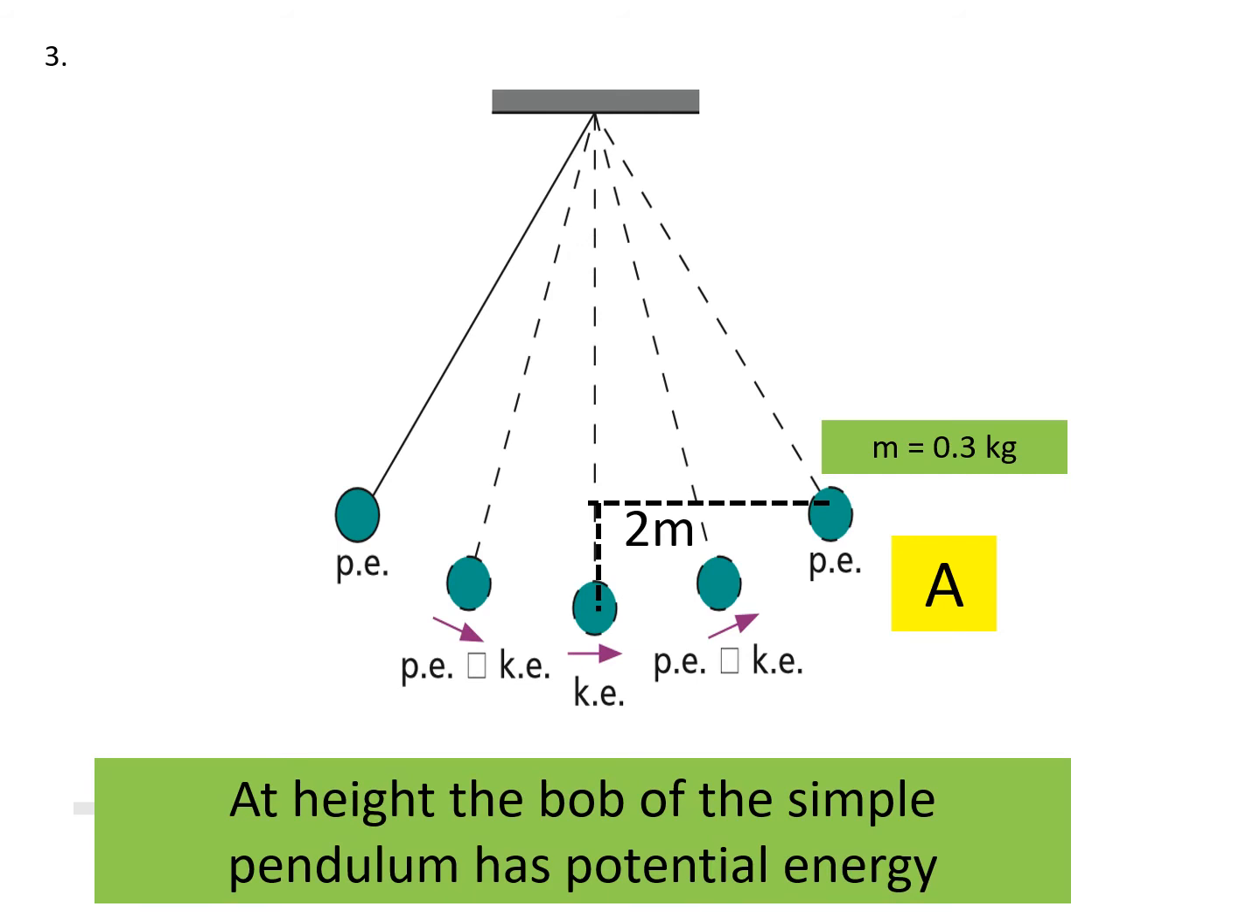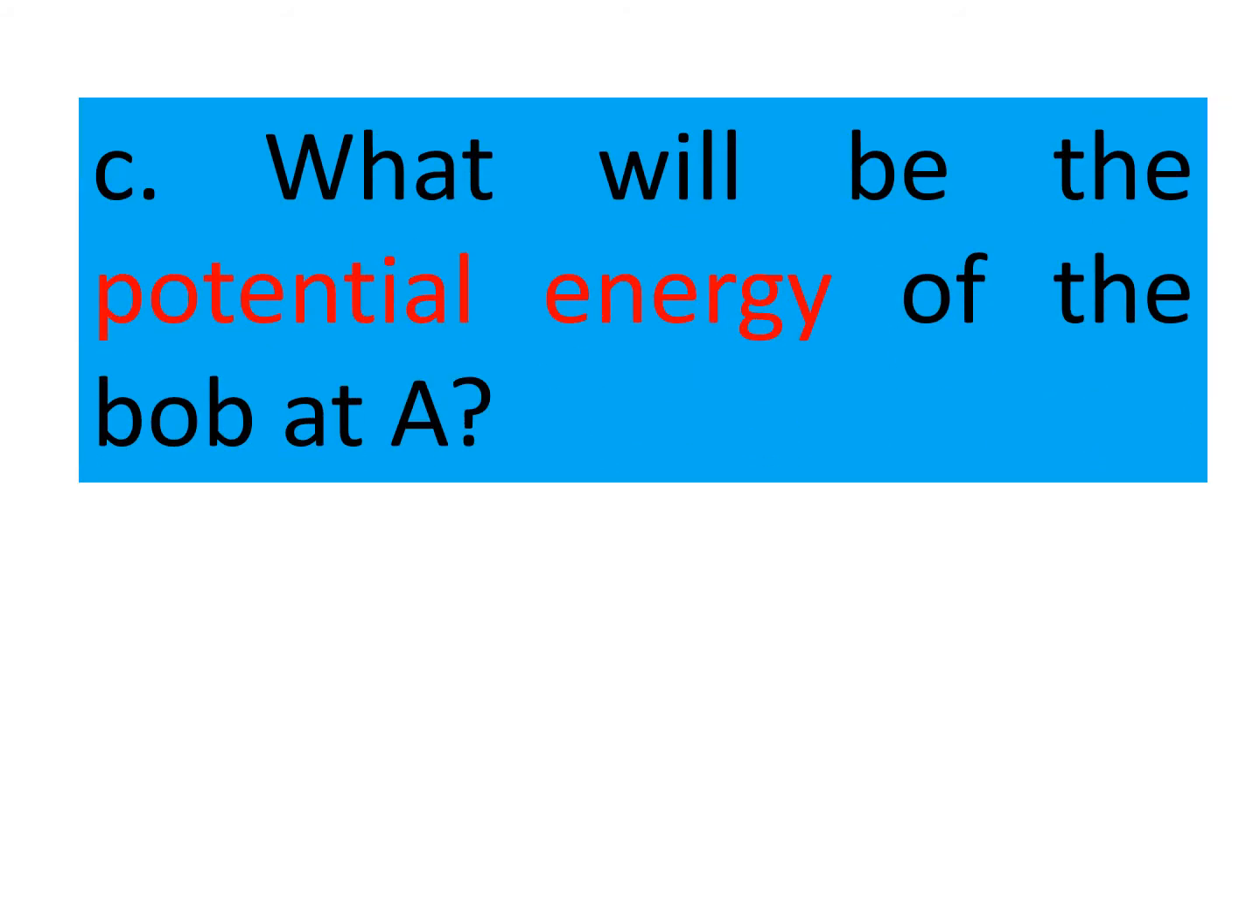Now look at this picture. How can you find out the potential energy of the bulb at position A? Here the height is 2 m and the mass of the body is 0.3 kg. You have to find out the potential energy of the bulb at A.